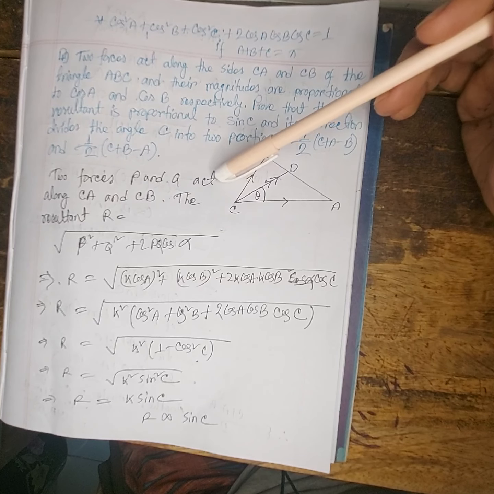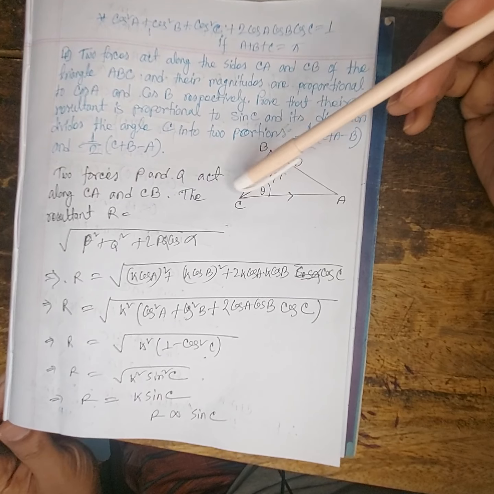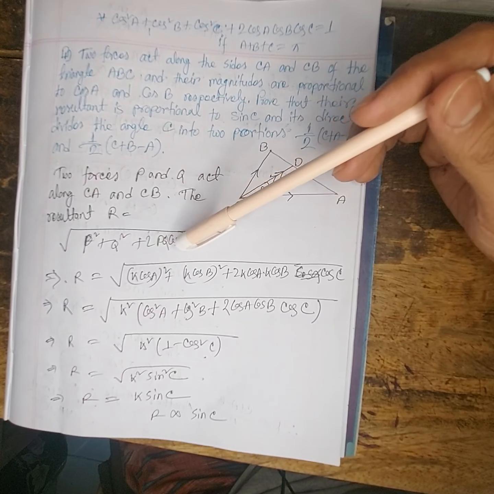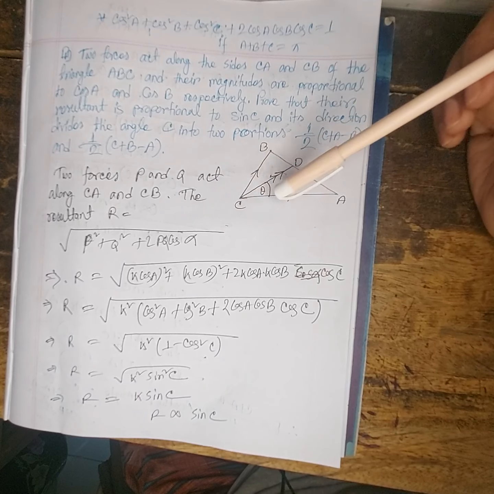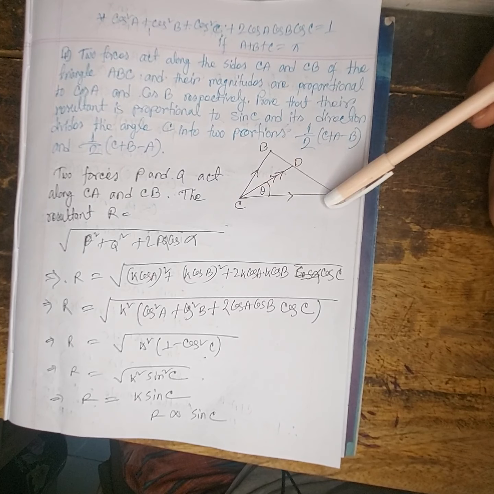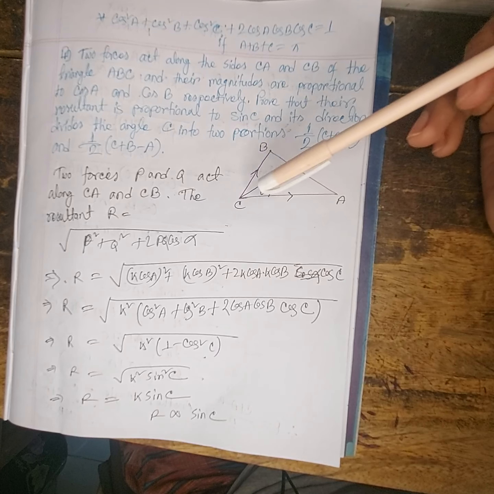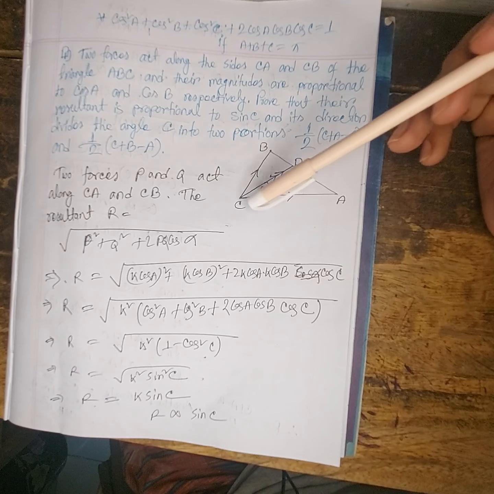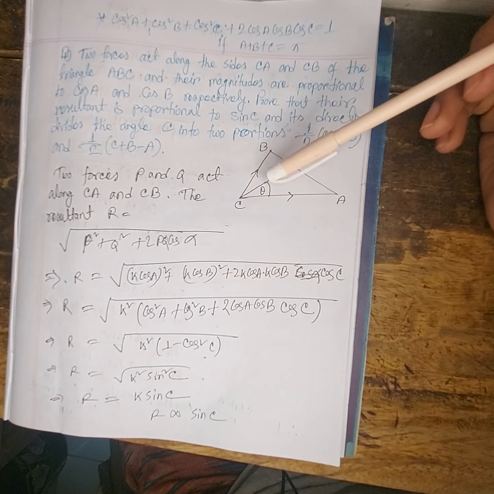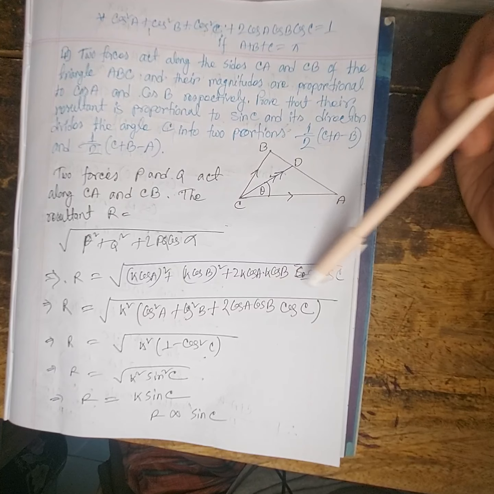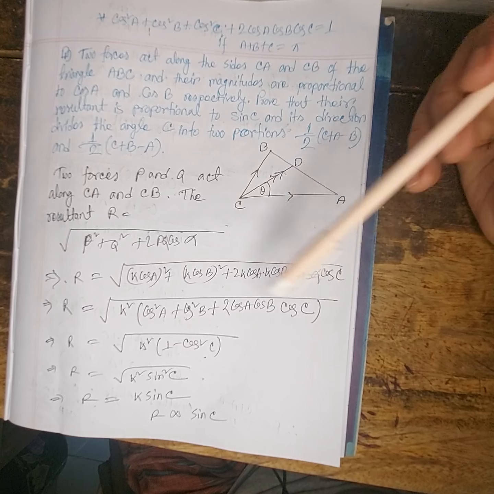Two forces P and Q act along CA and CB. The resultant R is equal to root over P square plus Q square plus 2PQ cos alpha. Here P is equal to K cos A, because it acts along CA. So we can take P equal to K cos A, and Q along CB is equal to K cos B, and 2 K cos A times K cos B times cos C.